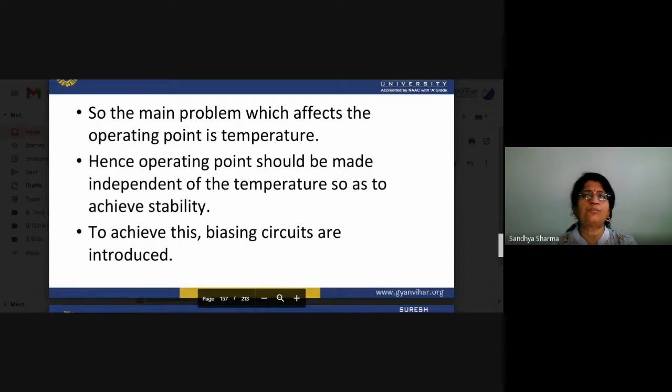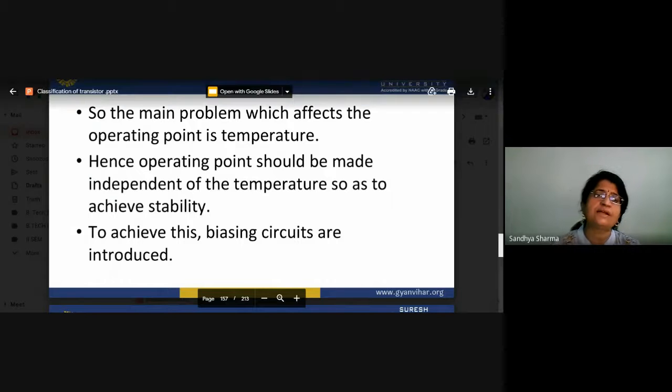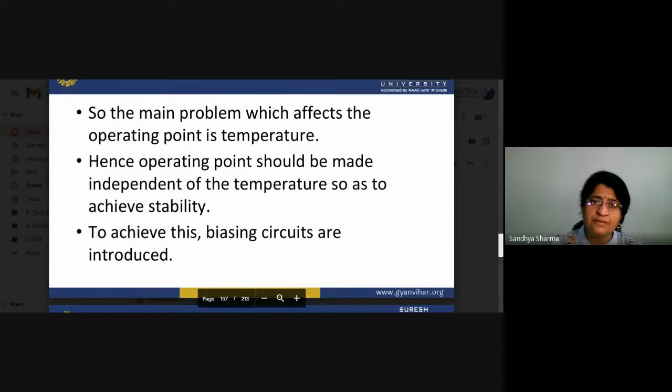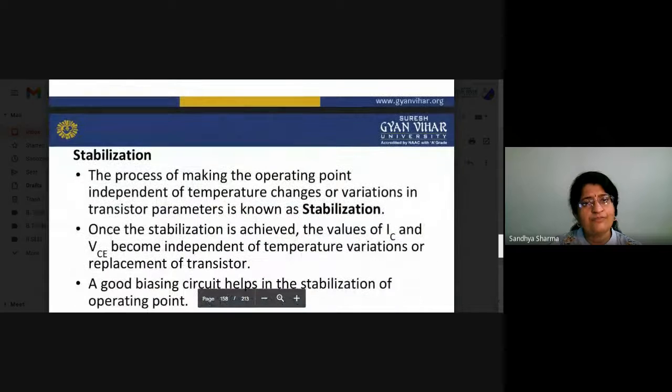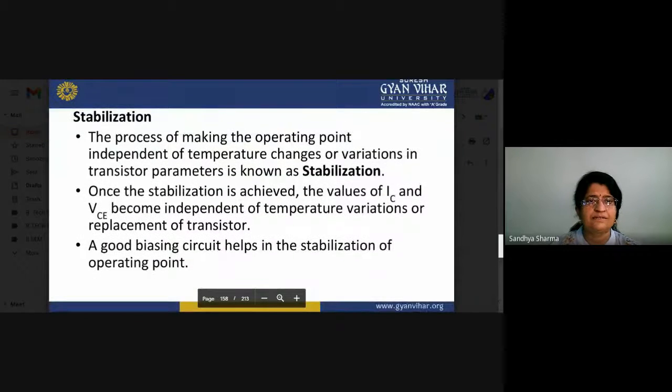So the main problem which affects the operating point is temperature, meaning you have to control the temperature, and the operating point should be made independent of temperature so as to achieve stability. To achieve this, biasing circuits are introduced. How can you minimize the effect of temperature on your parameters?